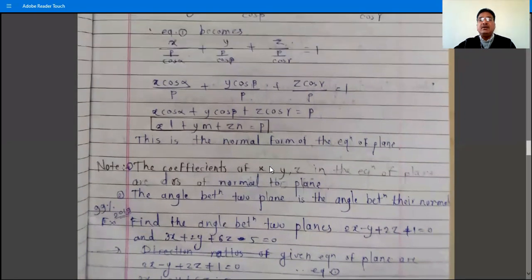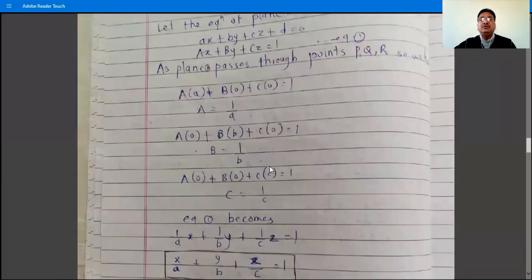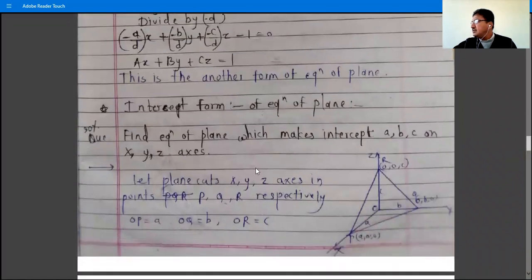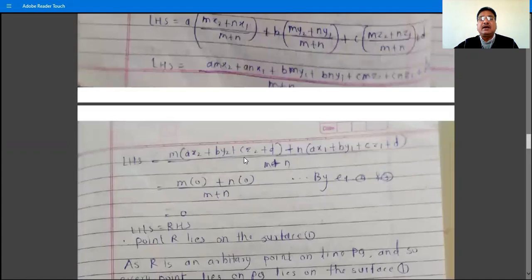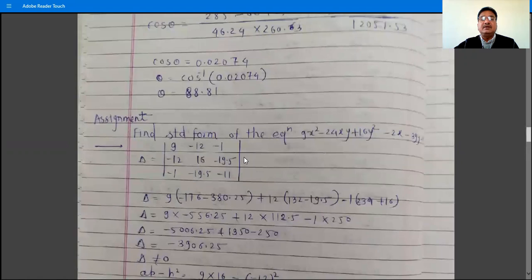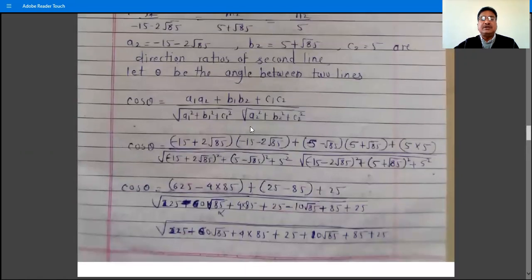In order to find the angle between two lines, we have two formulas from the previous chapter. Cos theta is equal to l1 l2 plus m1 m2 plus n1 n2, that is the angle in terms of direction cosines. And in terms of direction ratios, cos theta is a1 a2 plus b1 b2 plus c1 c2 divided by root a1 square plus b1 square plus c1 square times root a2 square plus b2 square plus c2 square.